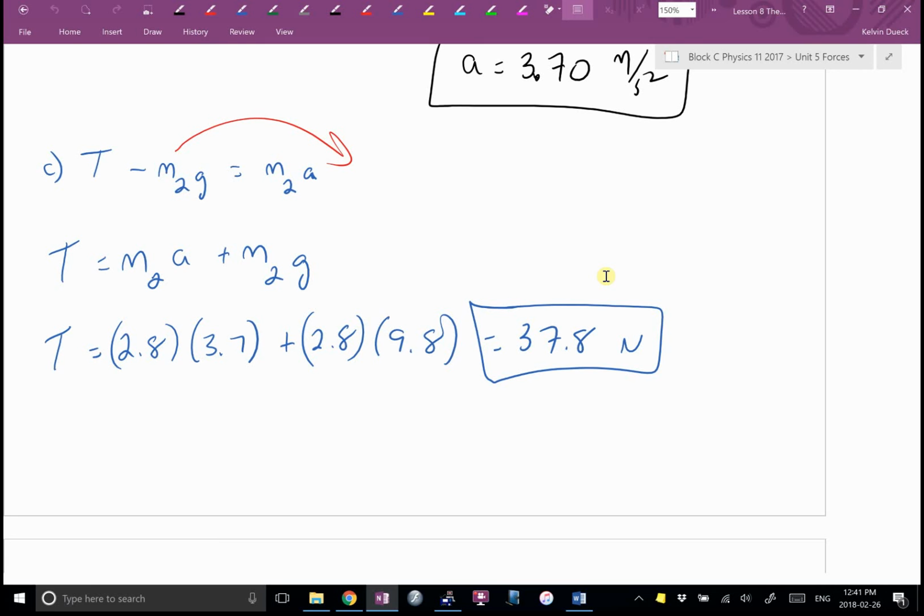I'm going to say that again because this is going to be the key to the next part. If we knew both masses, we wrote an equation for both masses to find the acceleration. Then to find an individual force, we looked at an individual mass.